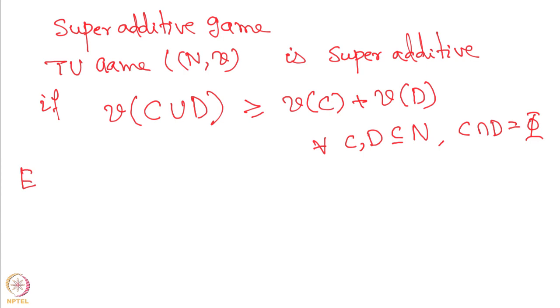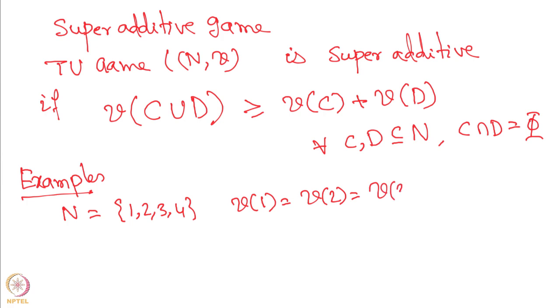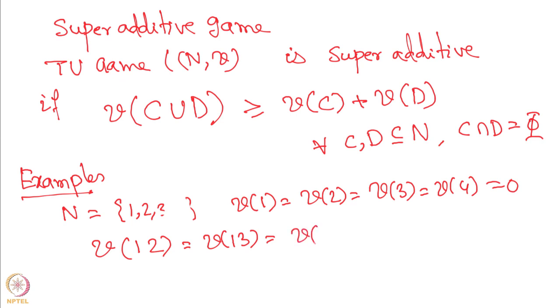So let us look at some examples. Let us take N to be 1, 2, 3, 4. So there are 4 players. Then V of 1, V of 2, V of 3, V of 4 is 0. I am considering only a 4 player game. V of 1, 2, V of 1, 3, V of 2, 3, V of 1, 2, 3, 4, this thing. So basically, if at least a majority are agreeing, then they are getting 300. It is like the divide the dollar game. If there are at least 2 players agreeing, then they are getting the worth 300. If only one person agrees, then they are getting 0. So this is the majority voting game.